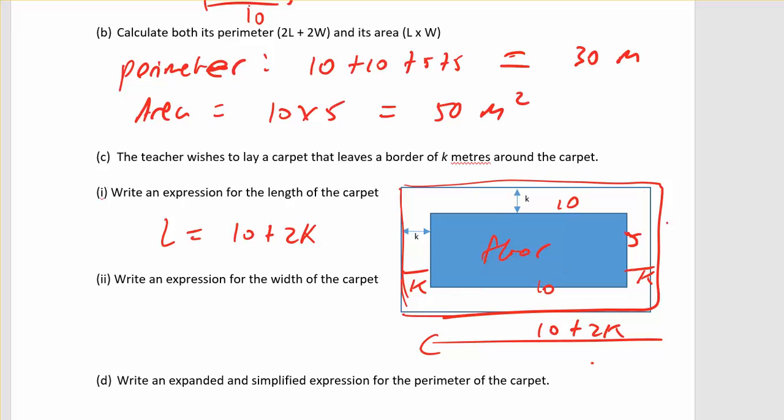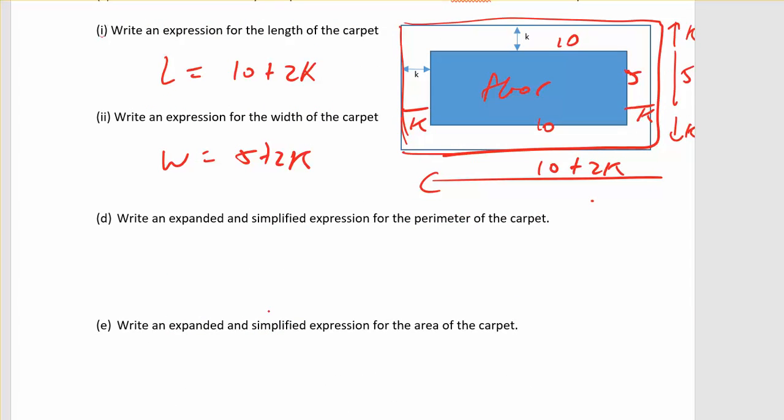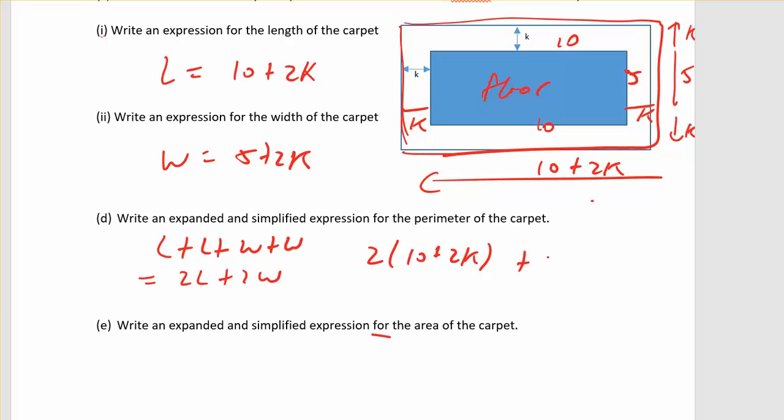Write an expression for the width. Width would be again, here is k, here is k, and we know that was originally 5, so it's 5 plus 2k. Okay. Write an expanded and simplified expression for the perimeter of the carpet. So the perimeter would be length plus length plus width plus width. Or another way to write it is 2 length plus 2 width. So in other words, it's 2 times 10 plus 2k plus 2 times 5 plus 2k.